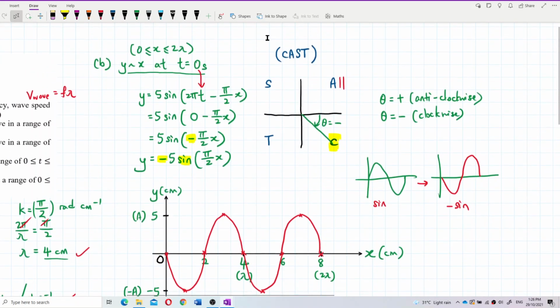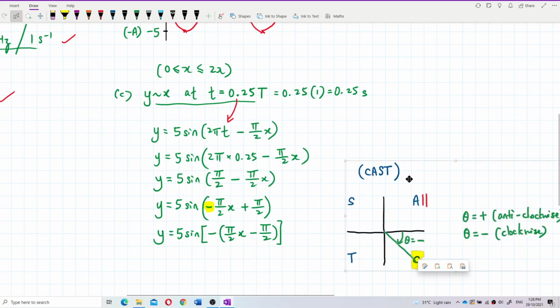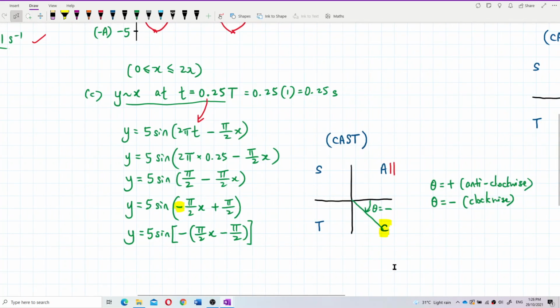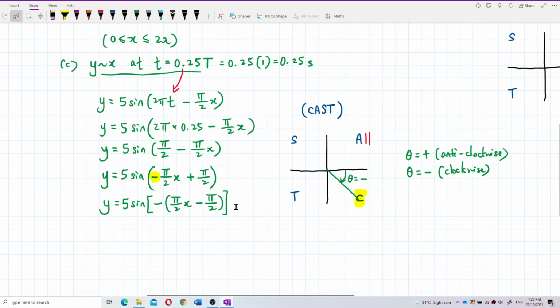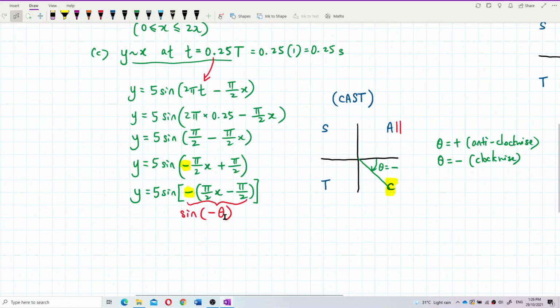Put it over here. Still remember this one? This is what graph is this? This whole thing is an angle, and it is a negative angle. It's just like sine negative theta. When we have a negative angle, it means it's clockwise. Now the angle is clockwise, so that means the angle is in the cosine region.